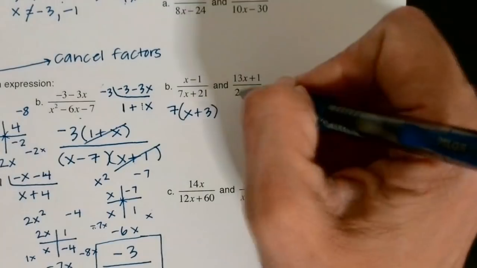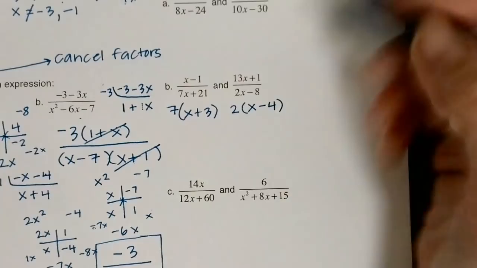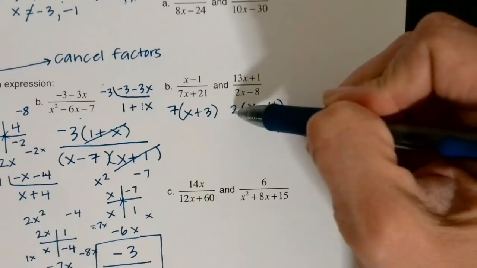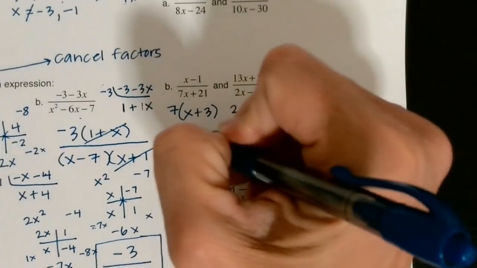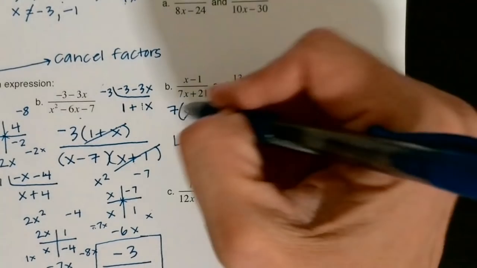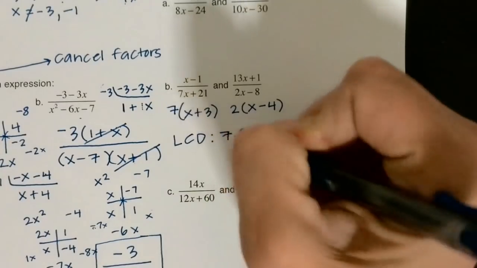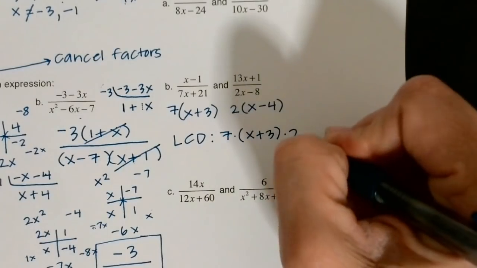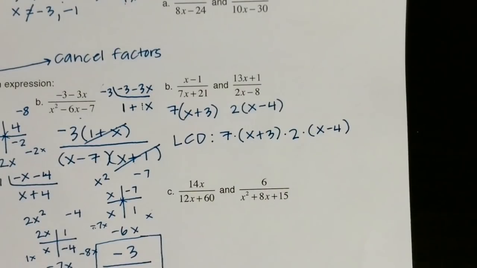Okay? So over here, I have 2 times x minus 4. And how did I get that? They both are divisible by 2. 2x divided by 2 is x. -8 divided by 2 is -4. So if I want to find the LCD, I'm going to list all the factors, so they have to be different. So this is 7, great. This is x plus 3, great. This is 2. Great. And x minus 4. And then I'm just going to multiply them.